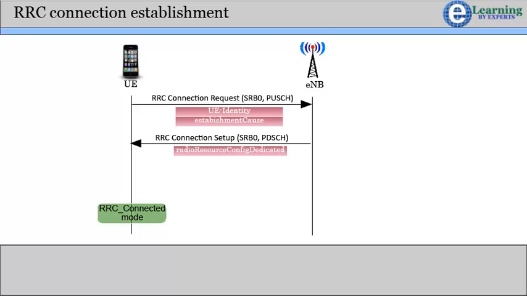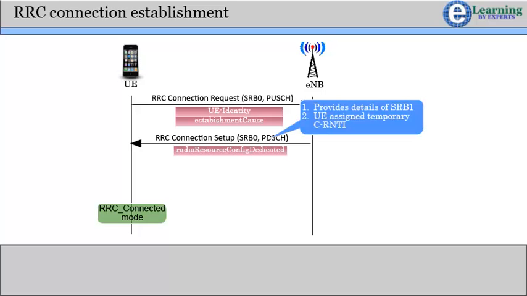This message is used to establish SRB1, and the UE will now be identified by a C-RNTI which is assigned by the eNB. The details of SRB1 are provided to the UE by the eNB in this message.